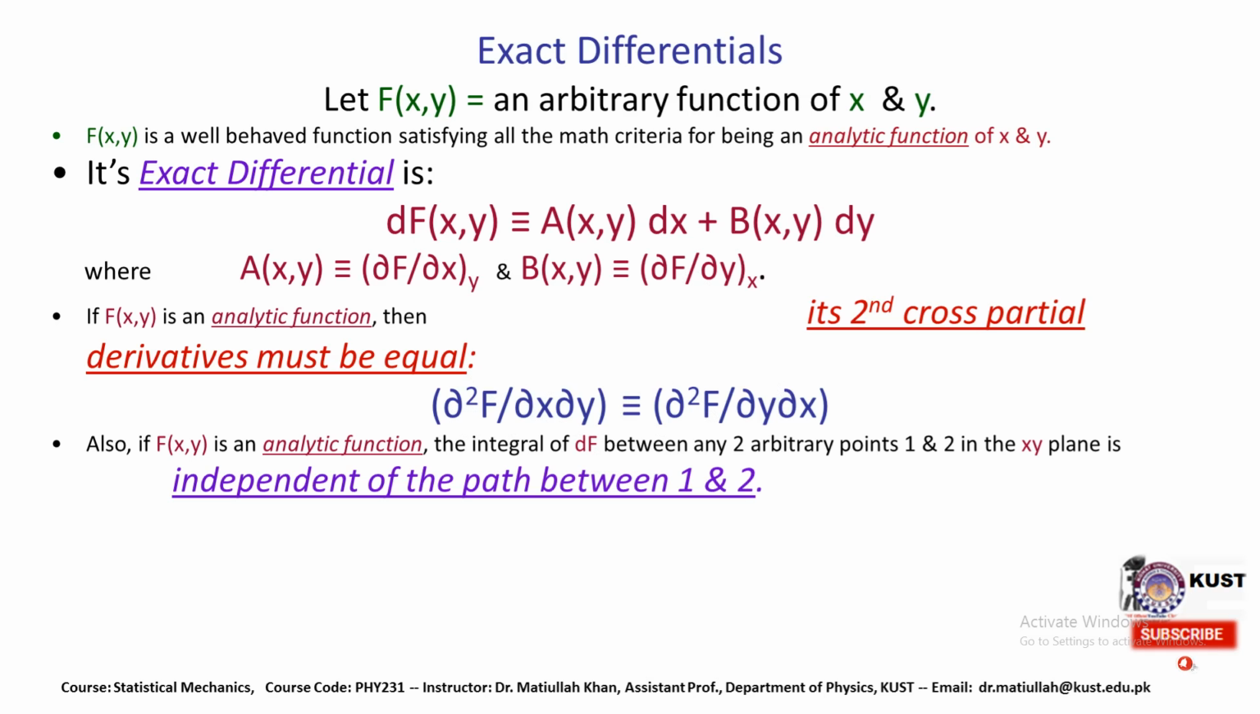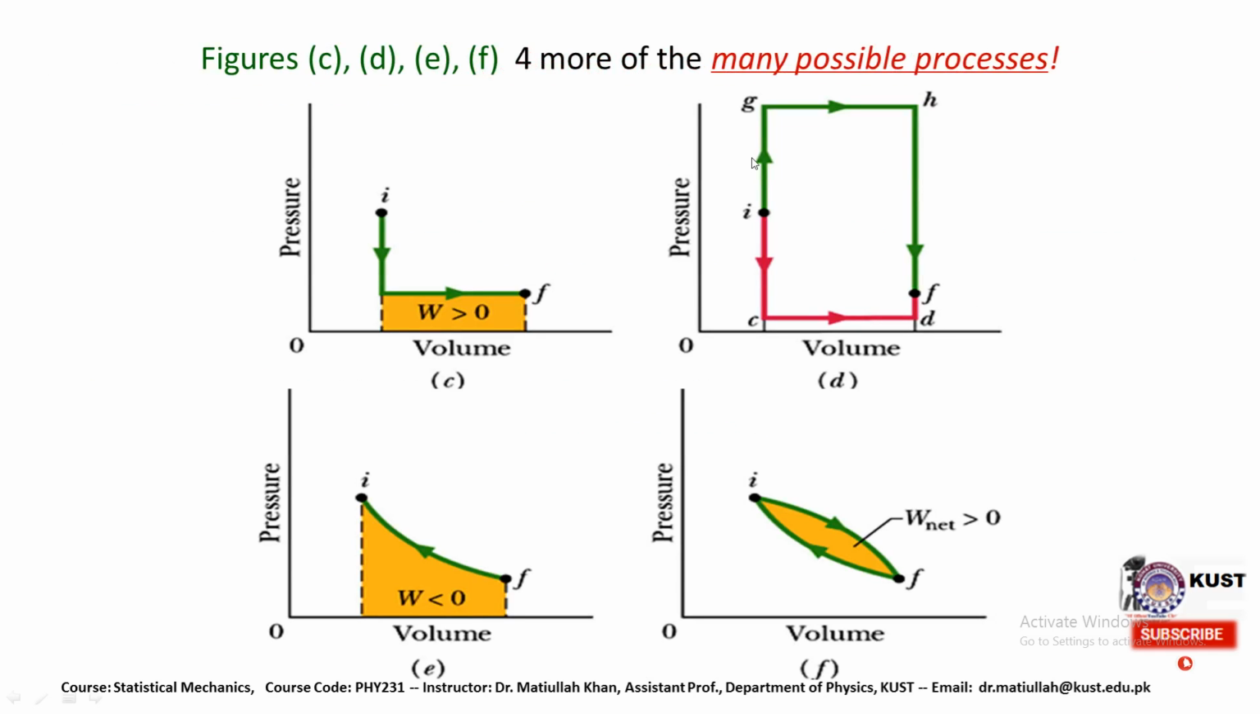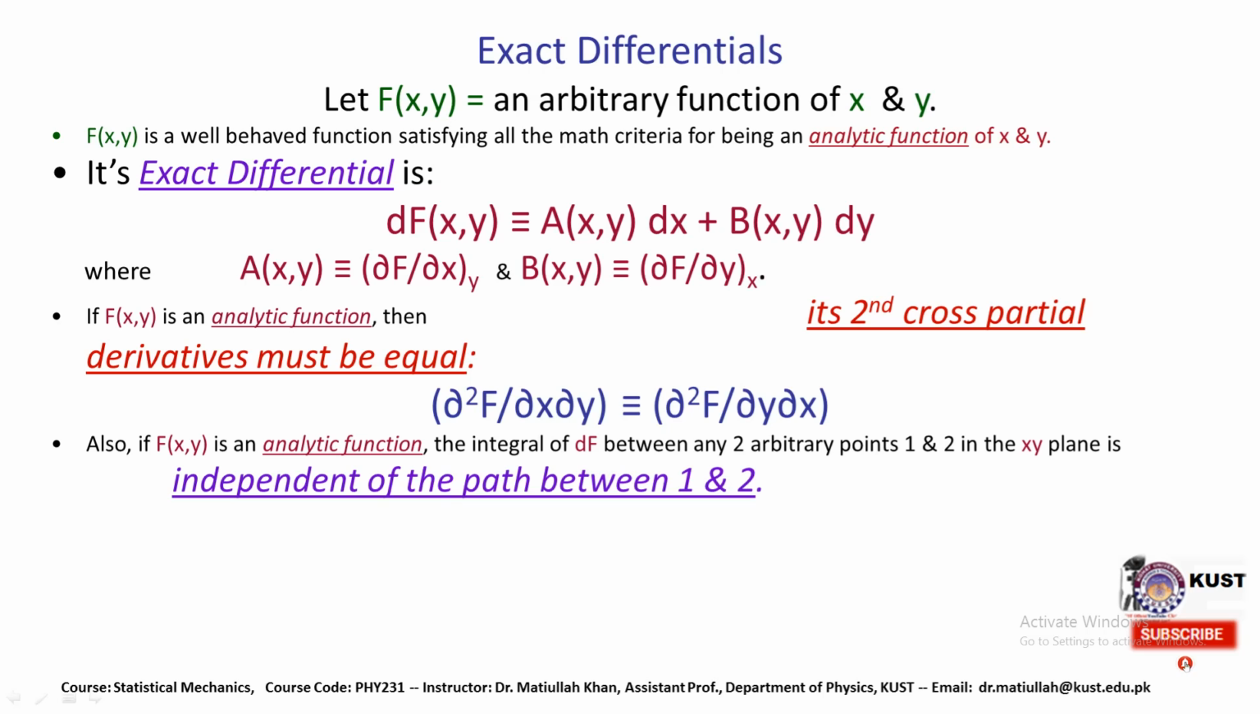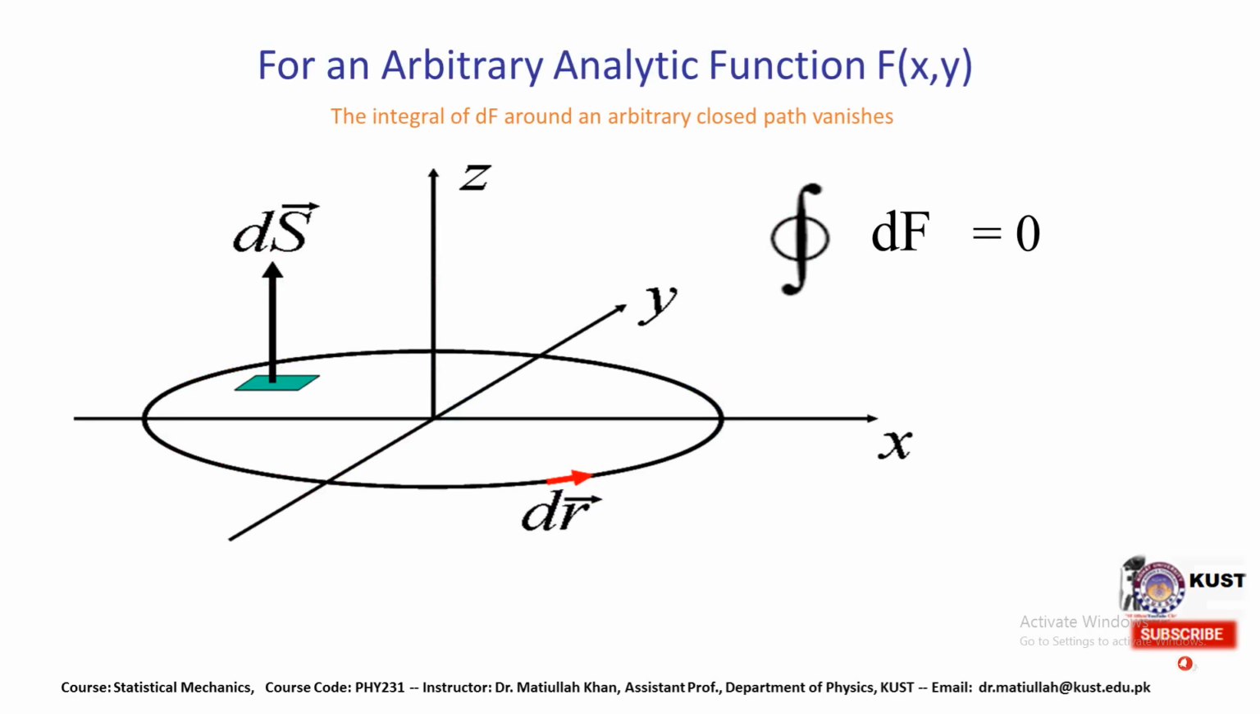The integral of df between two arbitrary points, 1 and 2, as described in the previous example where we bring the system from initial to final position, is independent of the path between 1 and 2. So we are coming toward the arbitrary analytic function f(x,y). The integral of df around an arbitrary closed path vanishes, that is, it is equal to 0. The integral around the closed path should be equal to 0.